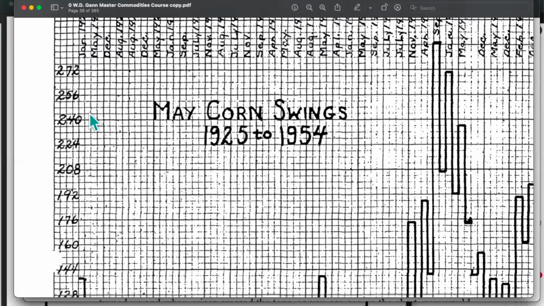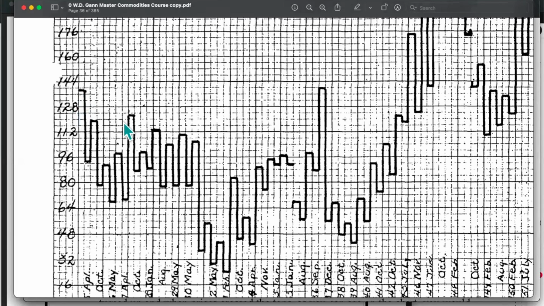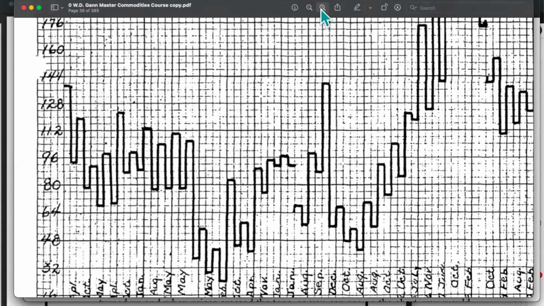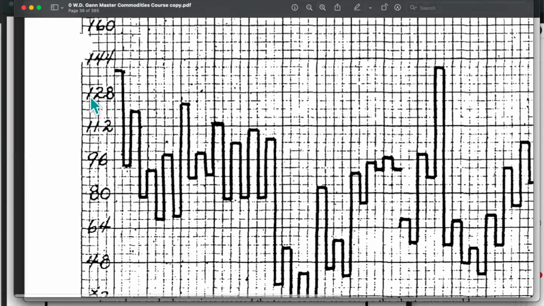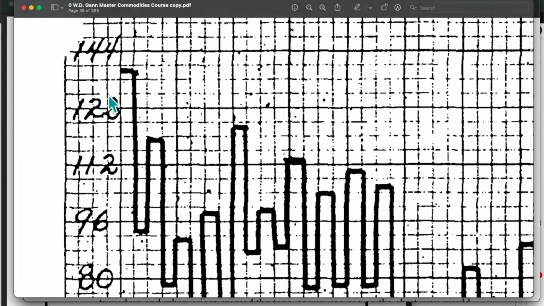Look at the high, this is 137. How do I know the exact prices? If we look over here, the scale starts from 128 to 144. Looking at this grid, there are four lines in between. So from 128 to 144, there is an increase of 4 per line. How do we know that?